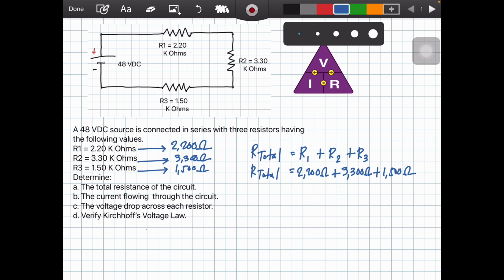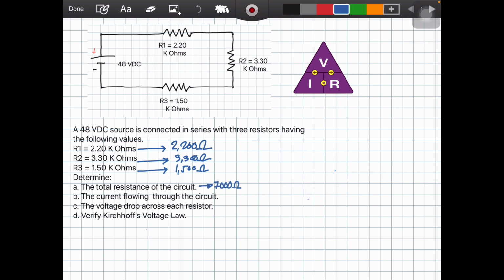Now, R total is equals to, when you add those, it will give you 7,000 ohms. So we have the total resistance of the circuit. Now, we are going to compute for the circuit's total current.